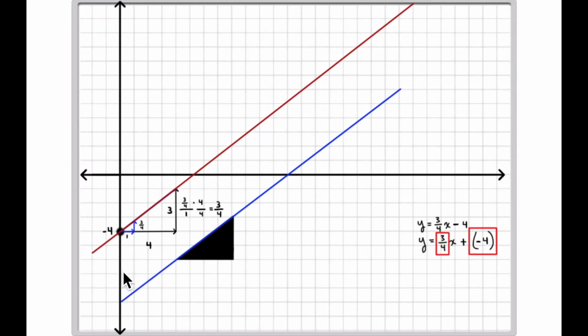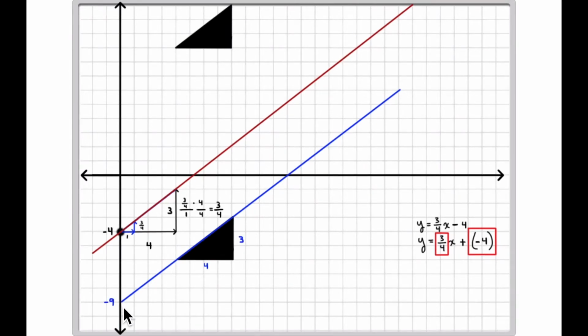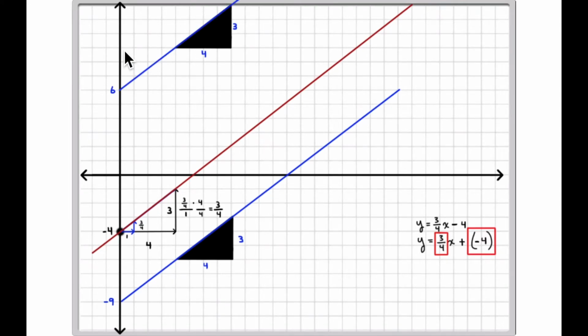And that's going to get me back to -9. I started at -6. This is -4, -5, -6, and I'm going to go down 3 units: -7, -8, -9. If I slide that same slope triangle up here, this is still 4 units from the y-axis. To get back to that y-intercept, I'm going to go -4 units and then -3 units. And this is going to end up at +6.